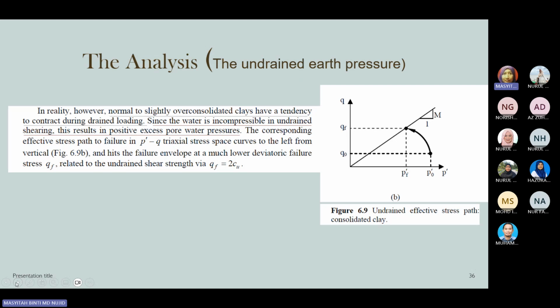Normally to slightly overconsolidated clay has a tendency to contract during drained loading. Since the water is incompressible in undrained shearing, this results in positive excess pore water pressure. So the corresponding effective stress path to failure in effective P to Q triaxial stress space curves to the left from vertical. This is exactly what occurs with the modified template or the original template.